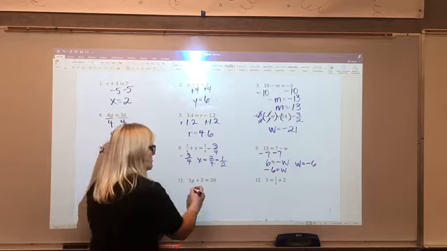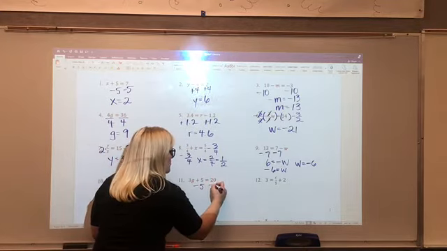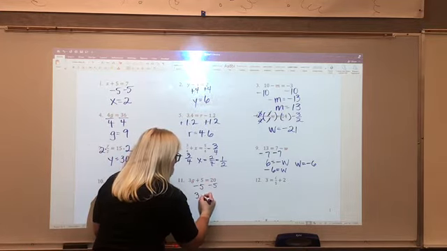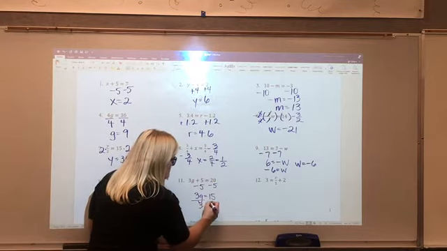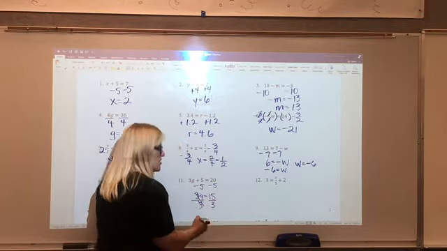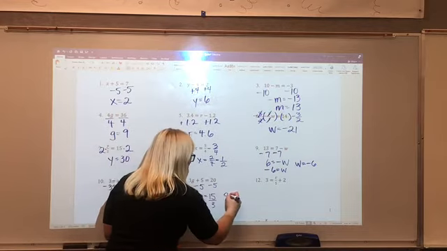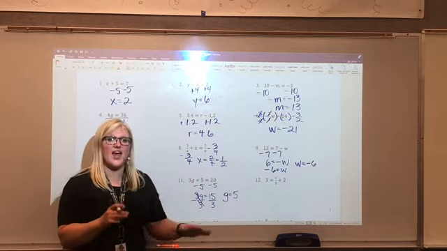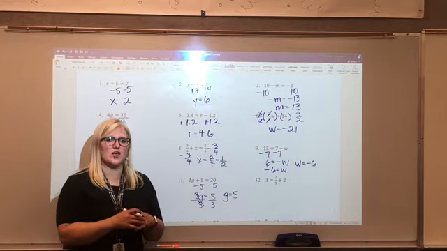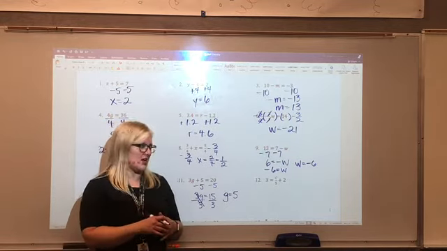Okay, subtract 5 from both sides. 3g equals 15. And I divide by 3. So this is a 2-step. And I get g equals 5. I hope I'm not going too fast. If I am, you can slow your video down, by the way, on YouTube. You can slow it down.